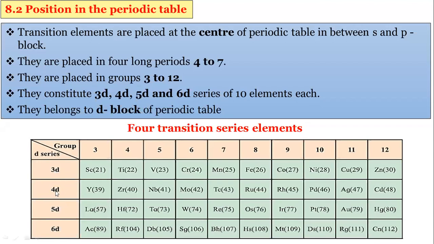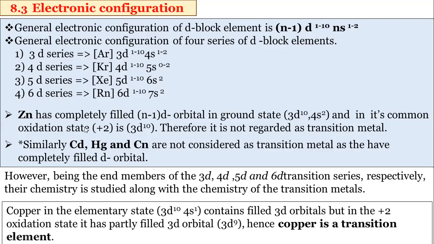In the case of the 4d series, the value of n is 5. In the 5d series, the value of n is 6, that is 6 minus 1 is 5d. And in this series, the value of n will be 7, so it will be 7s2. But we are only interested in the 3d series, so I am coming to the electronic configuration of the 3d series.